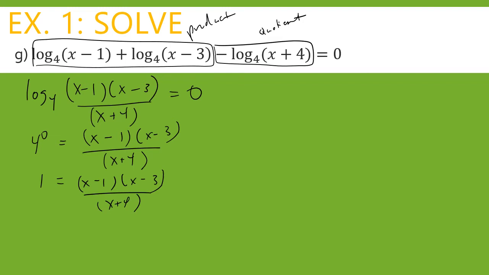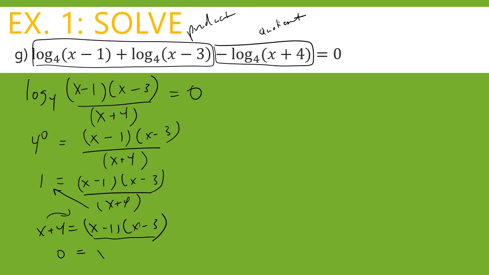Now we just have some algebra to take care of. So cross multiply: x plus 4 times 1 is just x plus 4 equals all that. Bring the x plus 4 over, it's going to become minus, and I'm going to do the binomial expansion here. So 0 equals, I'm assuming everyone knows how to FOIL and collect like terms.